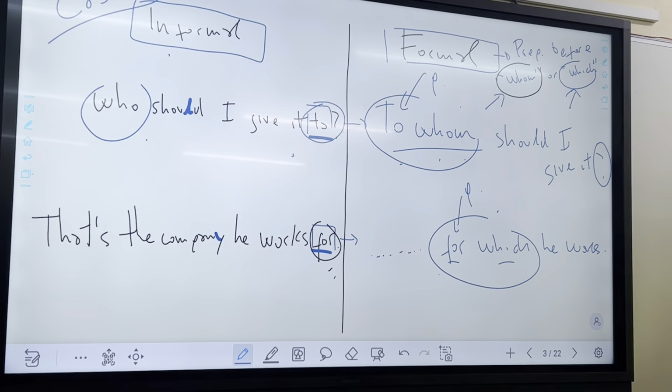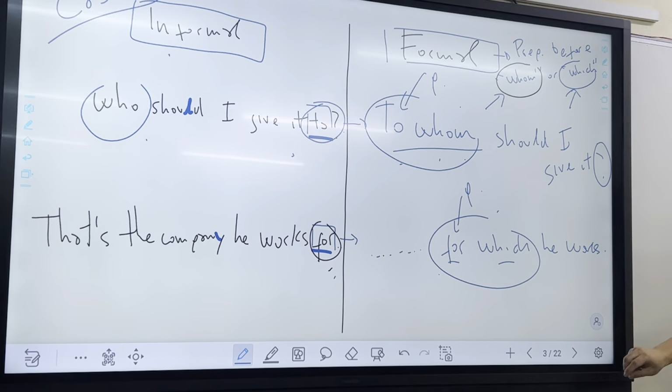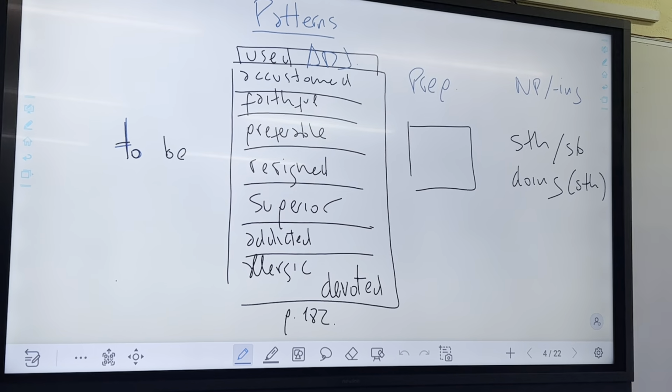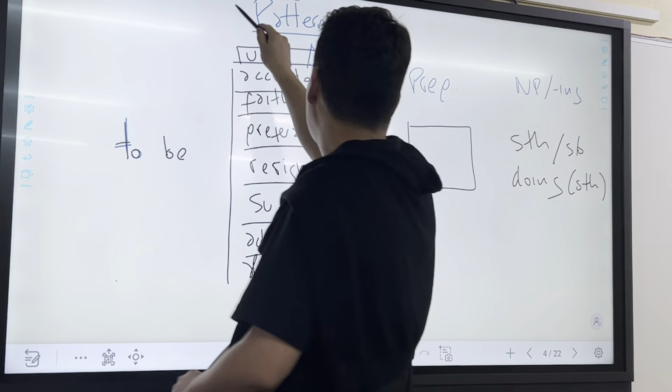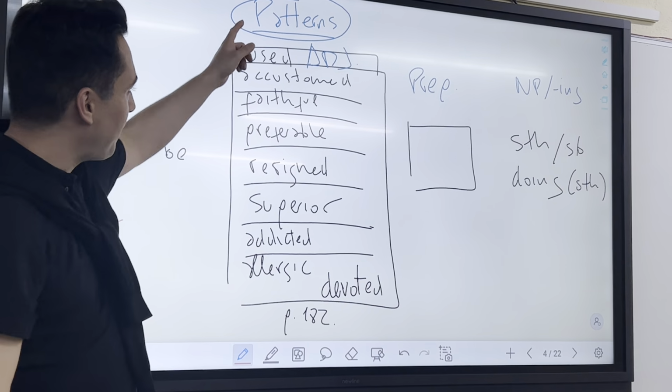This is a relative clause, yeah? That's the company he works for. Relative clause. Shall we? Okay, patterns. We're going to study some patterns today. Let me take the red color. Patterns. We're going to study patterns.